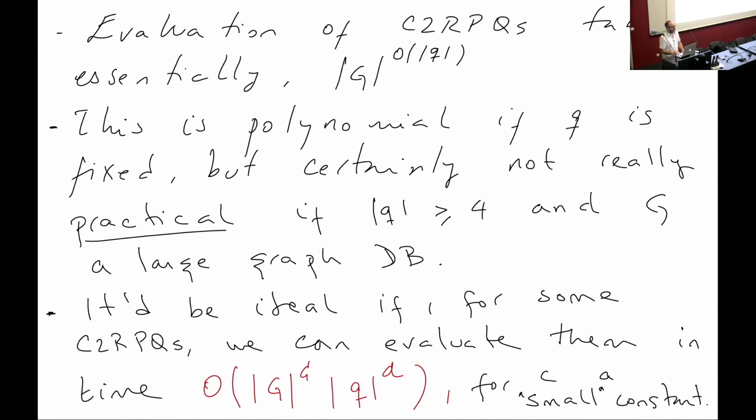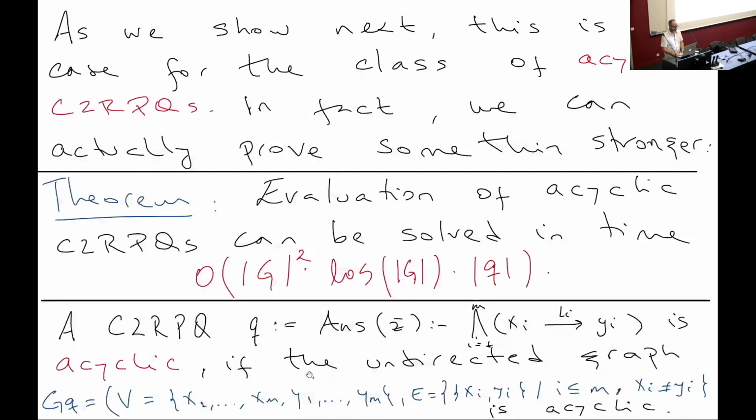So when can we do this? Well, essentially when we can bound the structural complexity of the query. In particular, for acyclic CRPQs, this will be the case, and this will be essentially linear time complexity. As we will explain next, and I'll go through this in 5 minutes since we have to stop, this is the case for the class of acyclic C2RPQs.